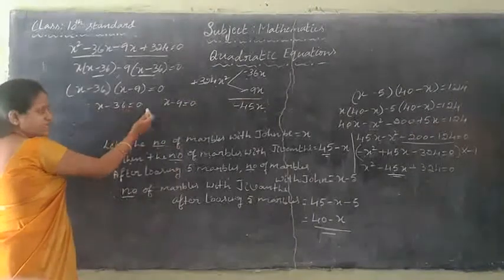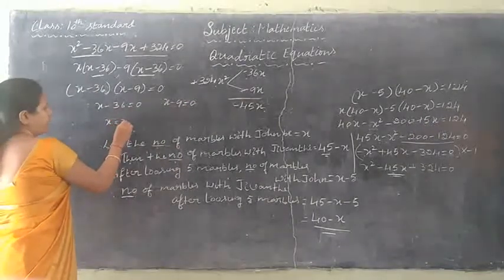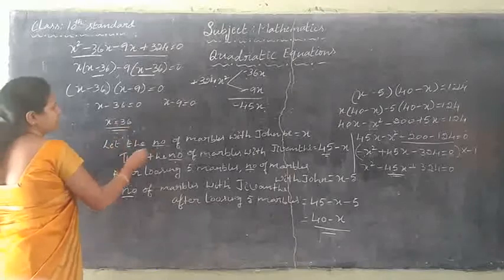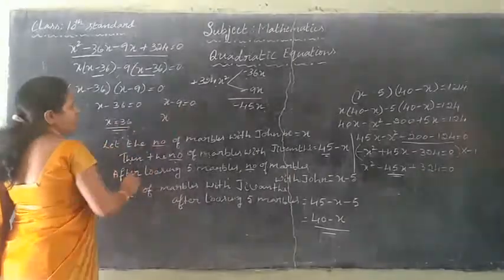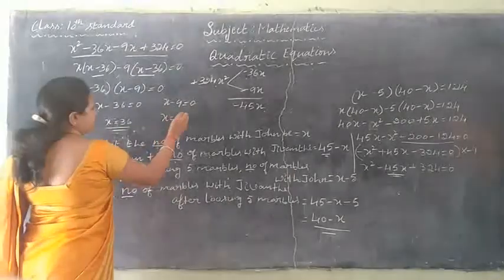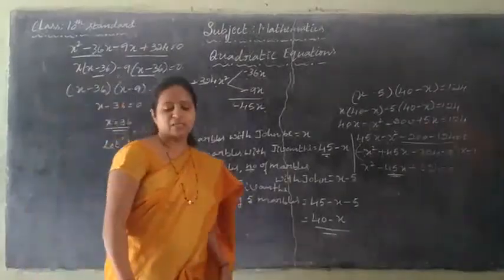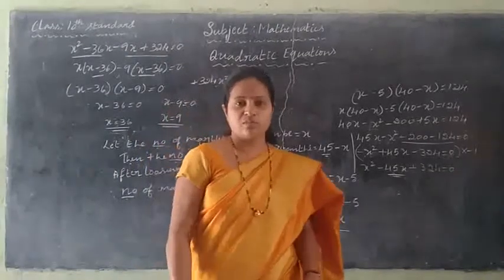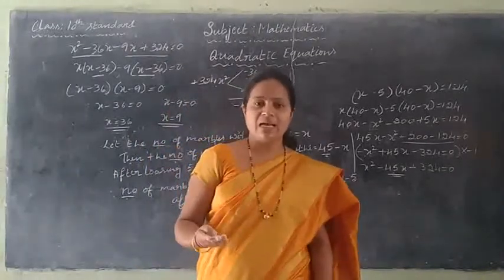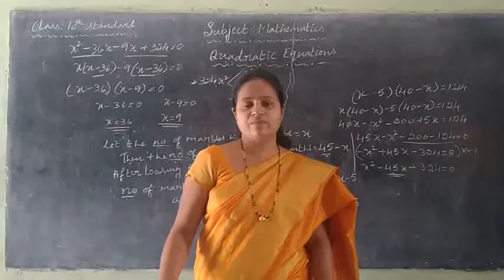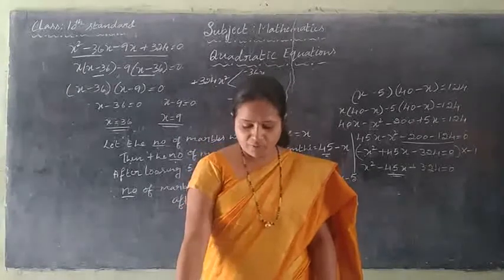Now transfer minus 36 to right hand side, children. x is equal to 36 here. When you transfer minus 9 to right hand side, you are going to get 9. So the value of x is, children, 36 and 9. You can consider two numbers. Got it? You can take 9 or you can take 36. Got it?